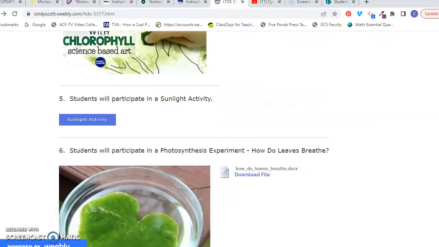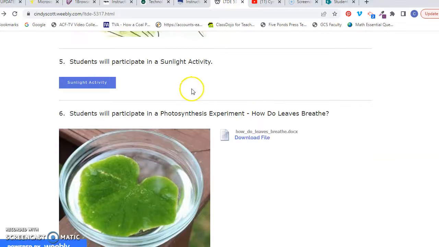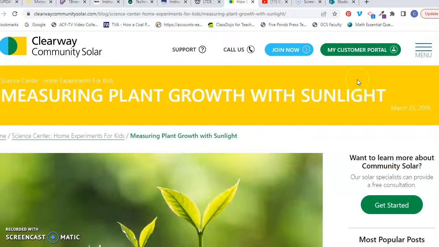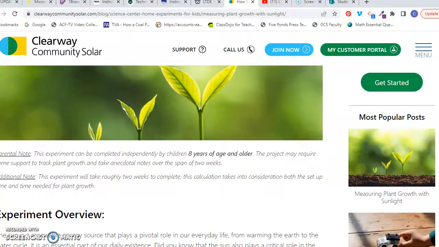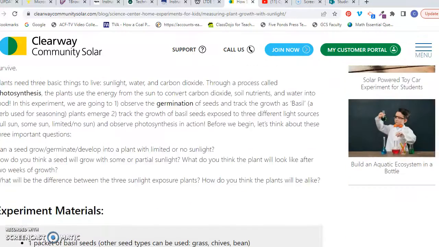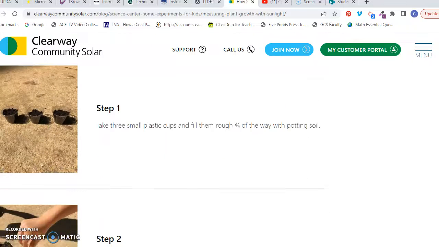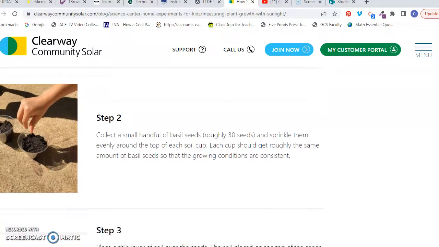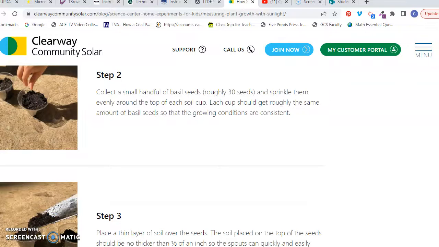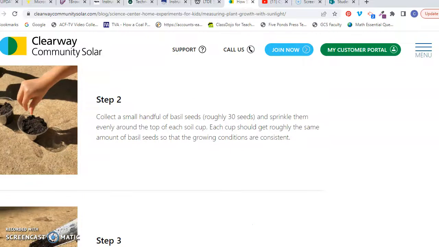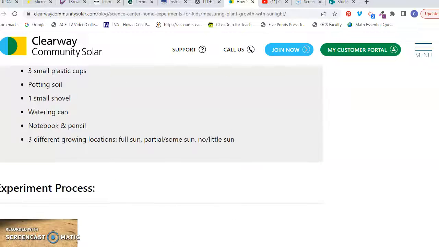Moving on to the next activity, they're going to participate in a sunlight activity. And this is really an experiment where they're going to plant 3 different cups of basil leaves. It gives them the materials they need, the process that they are going to have to follow, all of the steps. But basically what they're doing is planting 3 cups of basil seeds. They will place 1 cup in a sunny spot, 1 cup in a dark spot, and 1 cup in sort of a medium spot.